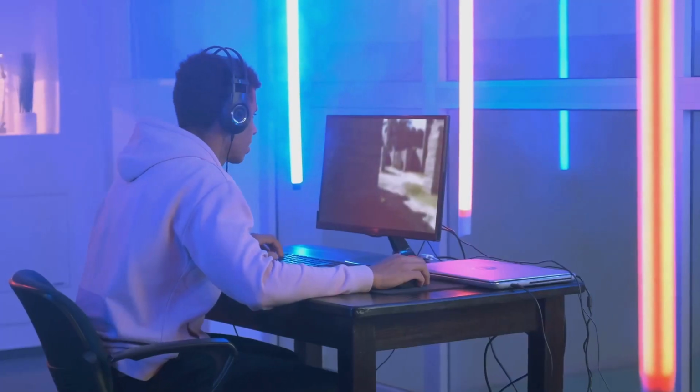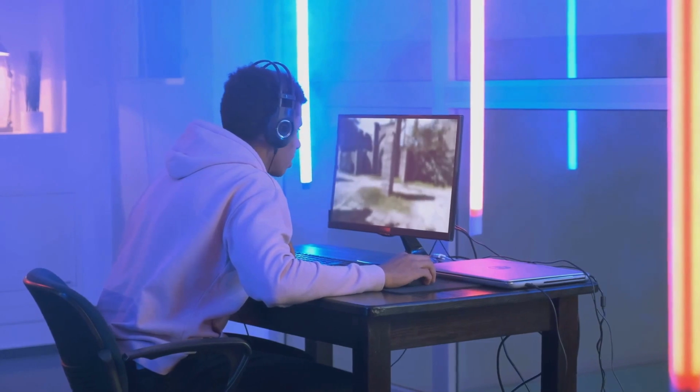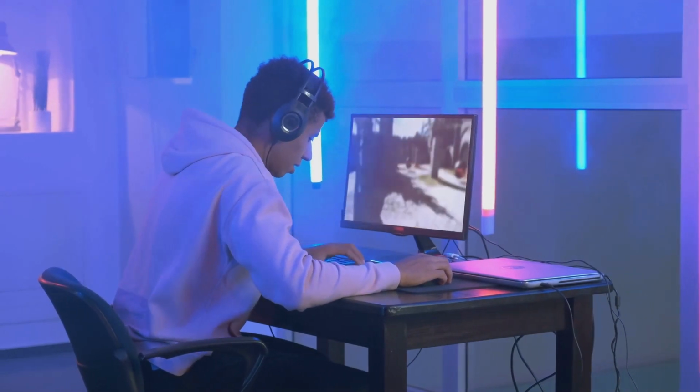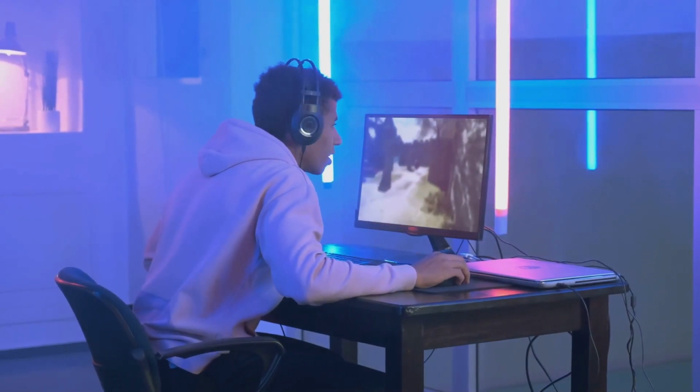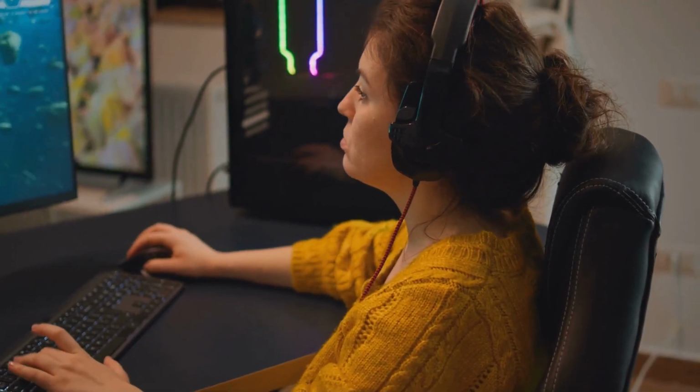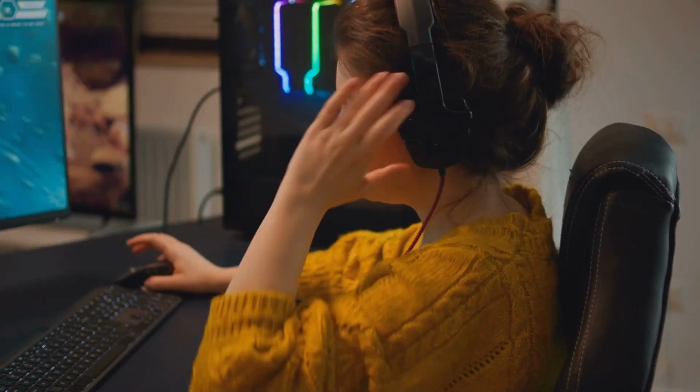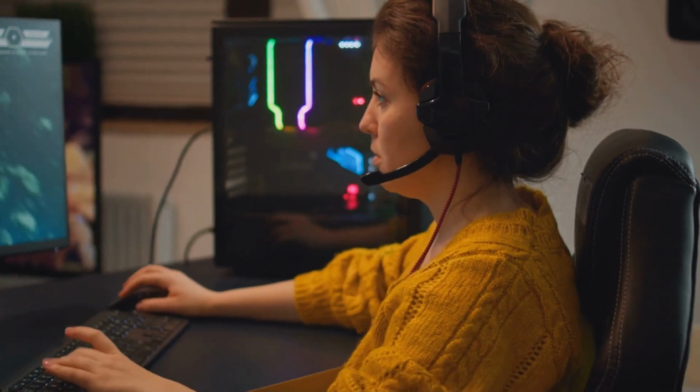However, there's no such thing as a free lunch. Not every game or system can support 120 Hz, and these monitors tend to be more expensive. Plus, a higher refresh rate can be more demanding on your system, meaning you might need a more powerful PC to really take advantage of it.